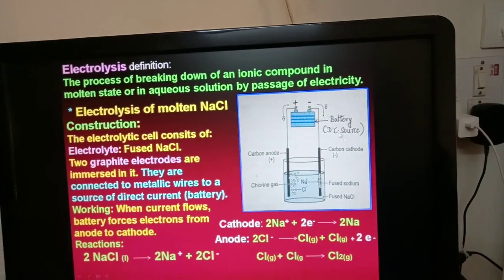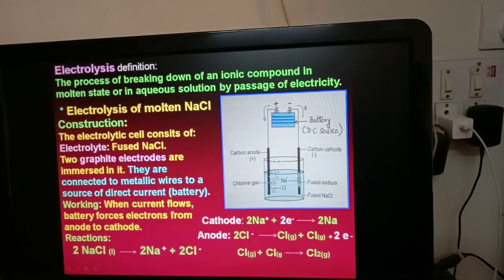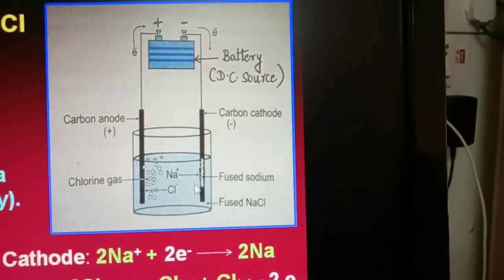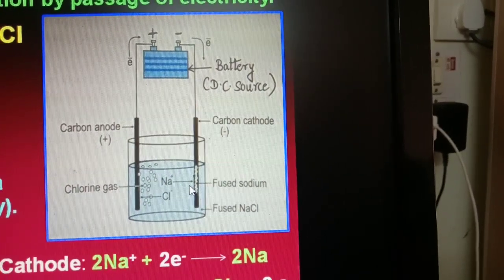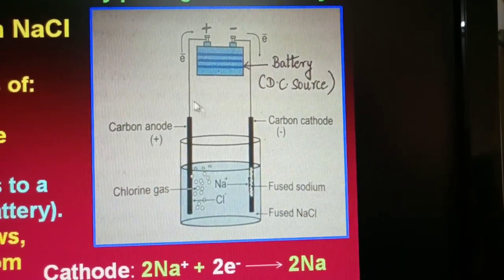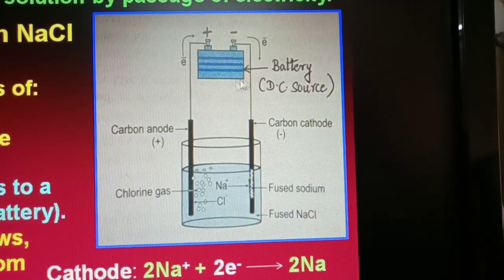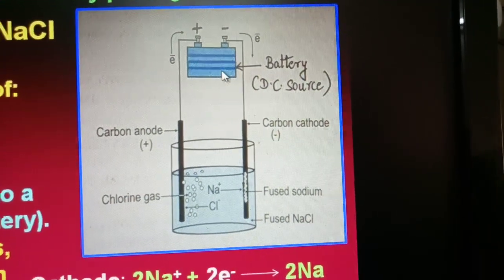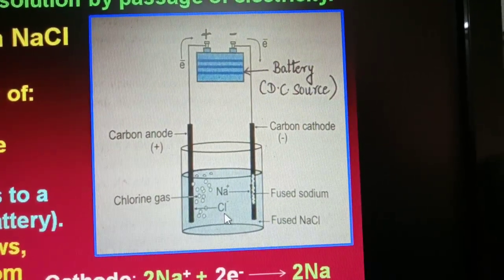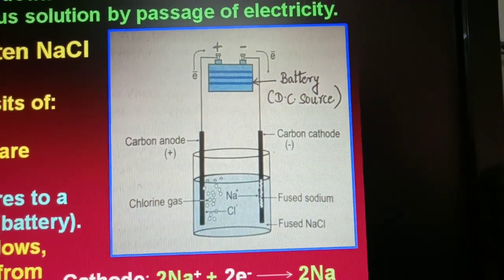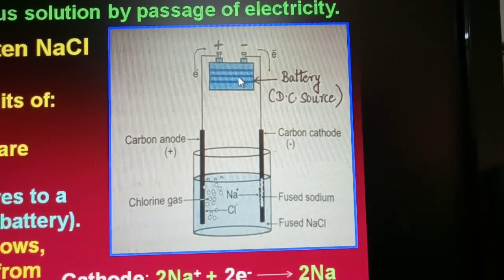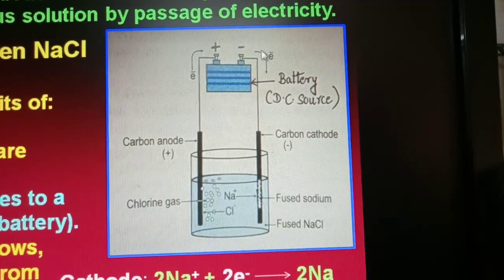Now here in the figure you can see a glass container is taken. In this, the electrolyte taken is fused, that is molten NaCl, and two graphite electrodes are immersed in it. They are connected by metallic wires to the source of direct current, that is a battery. Now, working: when current flows, the battery forces electrons from anode to cathode.